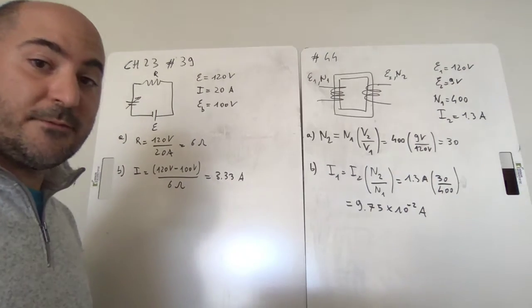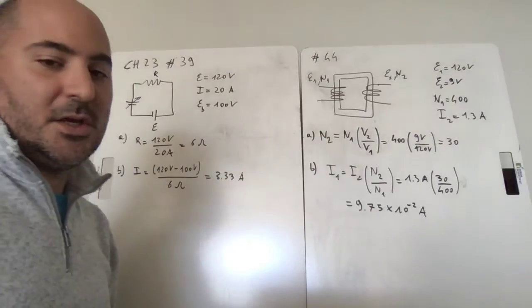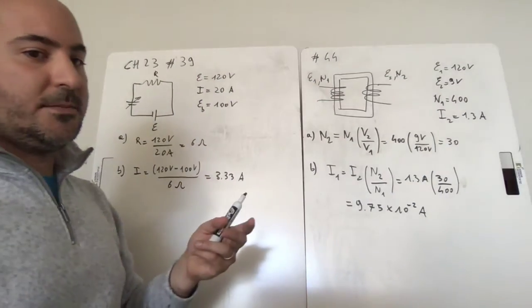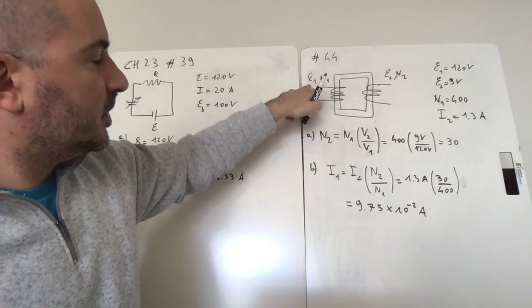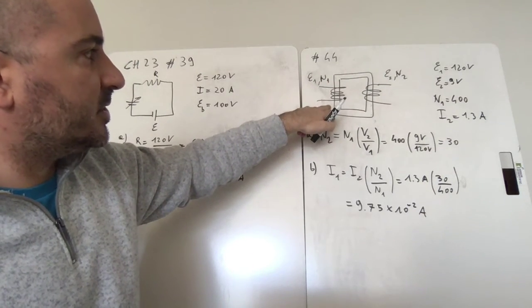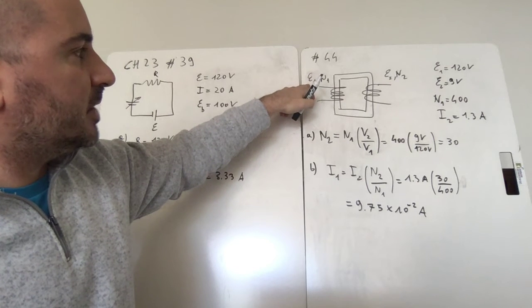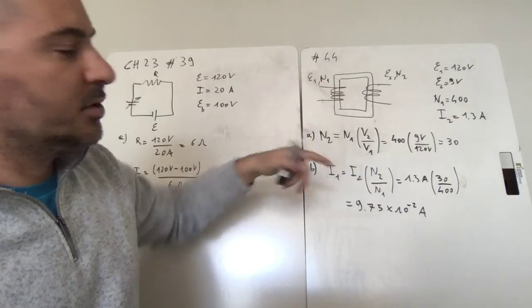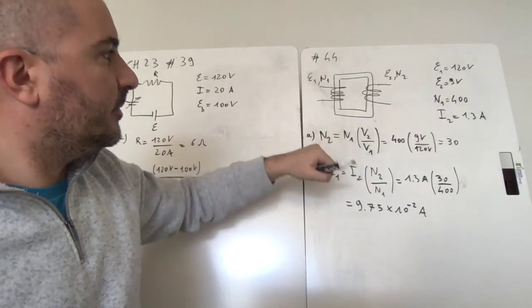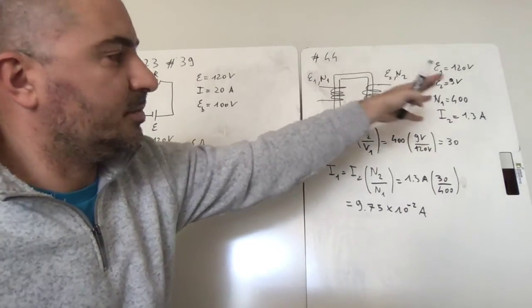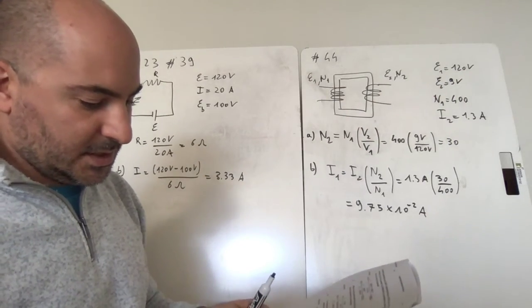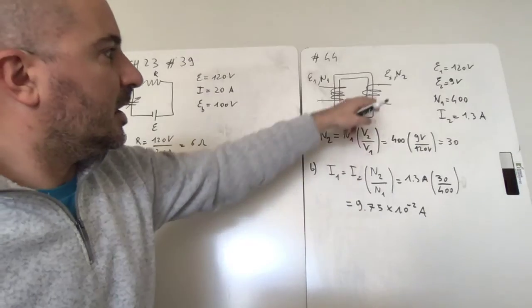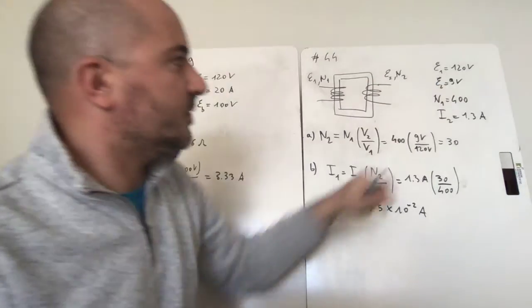For problem number 44, which is on the right here, we have essentially a transformer. And the transformer looks like this, where you have two coils. We have one coil on the left, which is the primary, in which we have a voltage epsilon 1 and a number of turns in this coil, N1. And then on the other side, where your appliance is attached, in this case a video game system, we know that epsilon 2 is 9 volts.